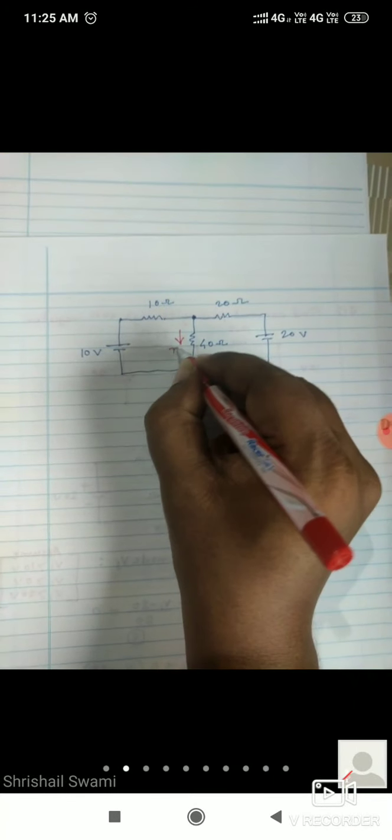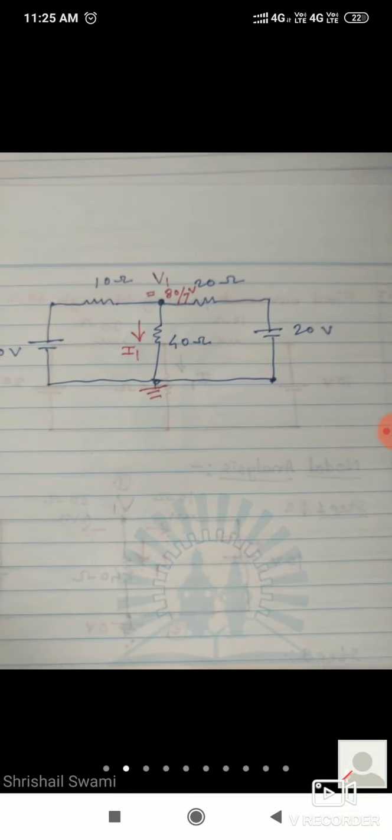Okay, so what is the value here? 10, 20. This will be 20 volt. This will be 10 volt. So we are interested to find this current. I will give the name I1, and this is the ground node and V1. Now I know the value of V1. V1 is 80 divided by 7 volt. Whatever the calculation, 11 point something, whatever you got. So I kept 80 divided by 7 as it is.